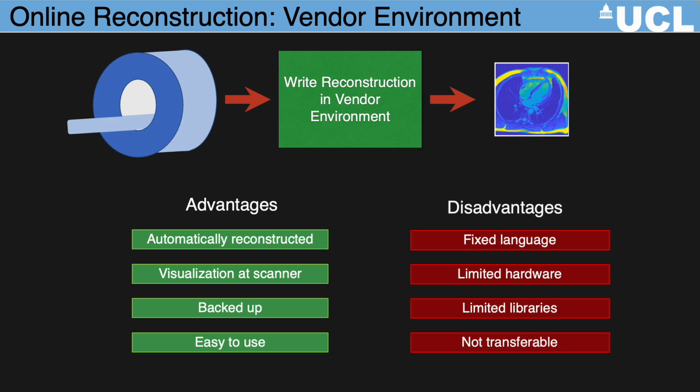The disadvantage of this approach is that there's often a steep learning curve in getting started writing your own online reconstructions. These environments normally use fixed coding languages with limited or no access to external libraries, and so the user often has to write new parts of the reconstruction from scratch. The other disadvantage is that the hardware which is available is fixed to whatever is on the vendor environment, where memory may be limited or GPUs may not be available. Of course, because the environment is vendor specific, it is not transferable between different vendors, and even between scanners of the same vendor you would need a research agreement to be able to share the reconstruction.